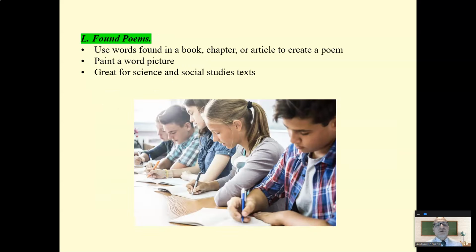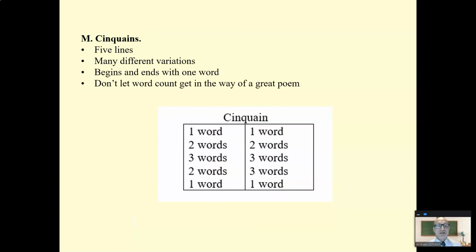Found poems. You use words found in a book, chapter, or article to create a poem, and you paint a word picture. I would say this is third grade and above. Like in a science or social studies book, the rules are you can create your poem, but you have to use words on this page or words in this chapter. You can give them a topic, or you can get them using these new words in new and interesting ways. Or you can have some mandatory words if you want to expand vocabulary. You're limited only by your imagination, and that's the lovely thing about teaching.